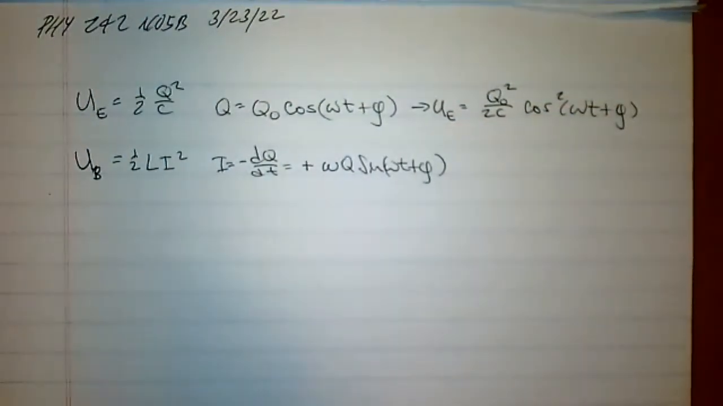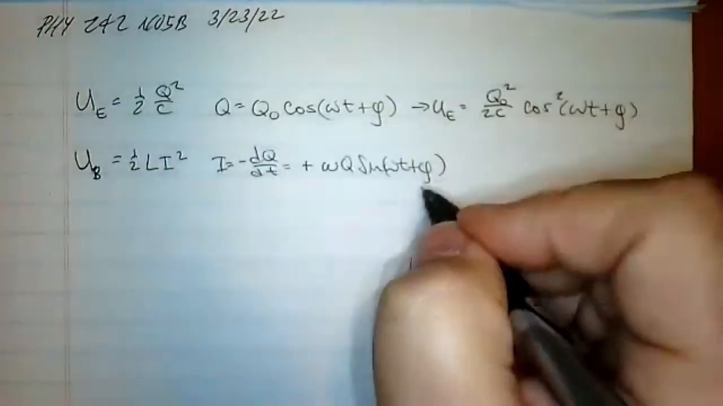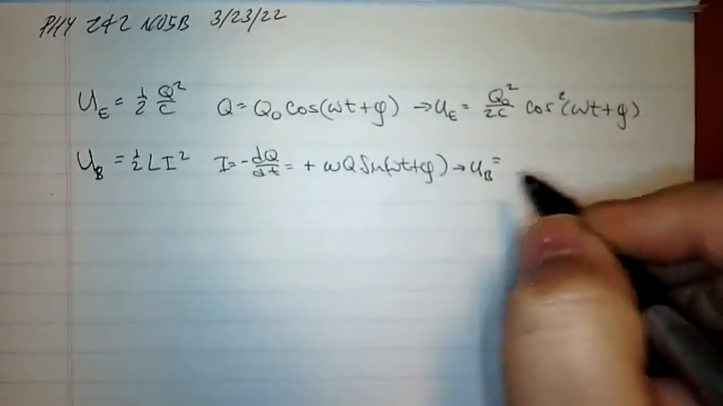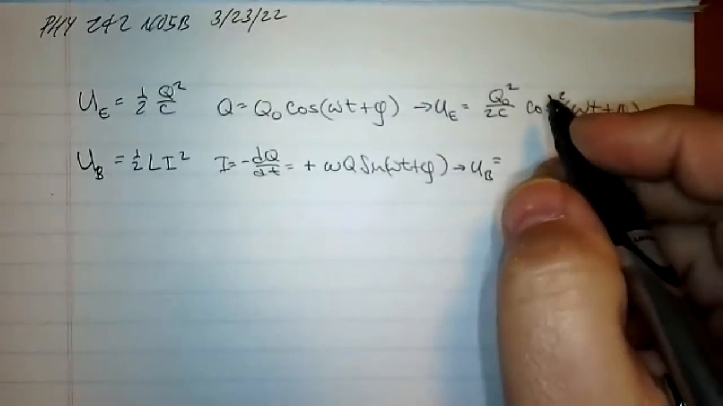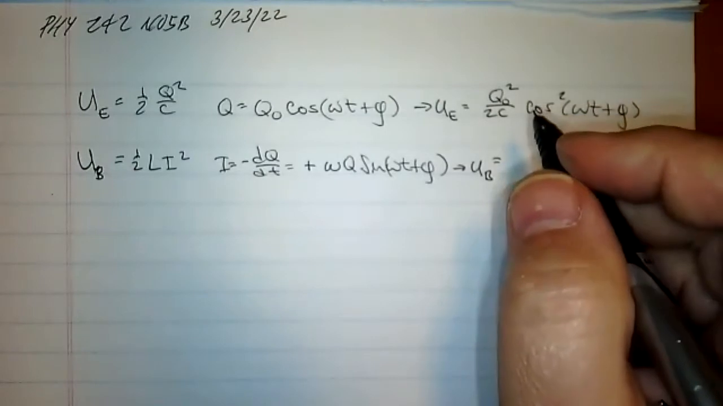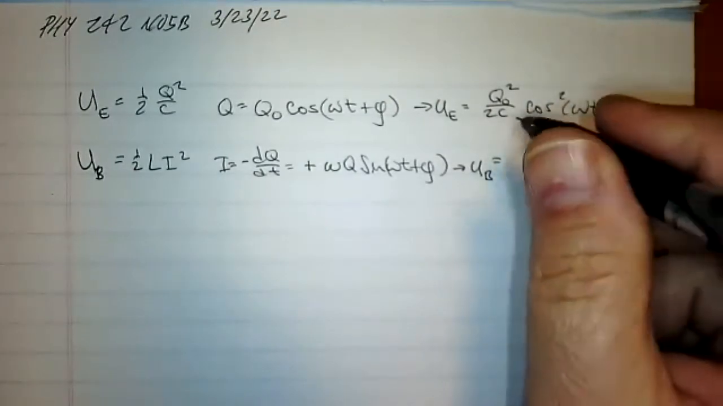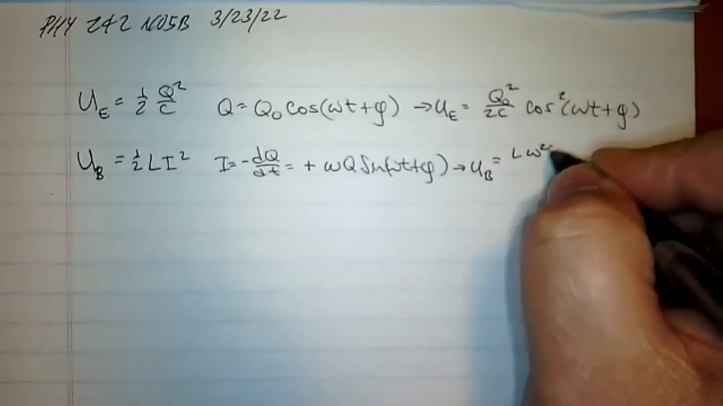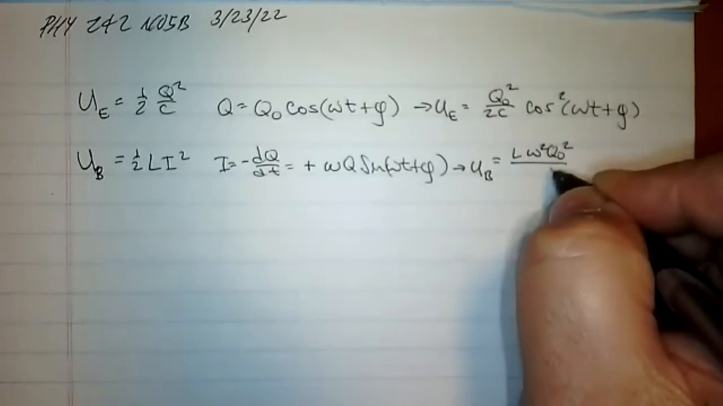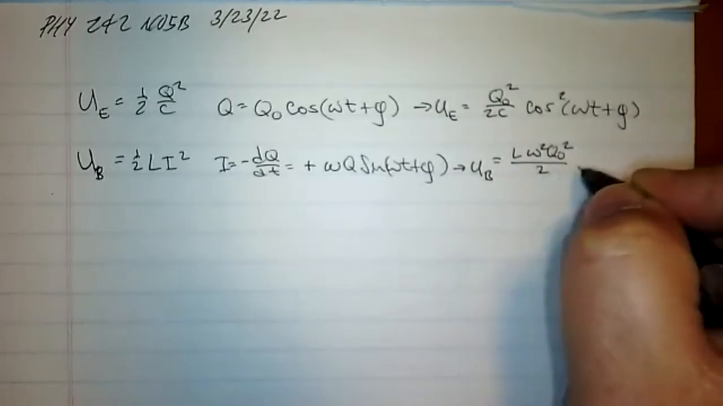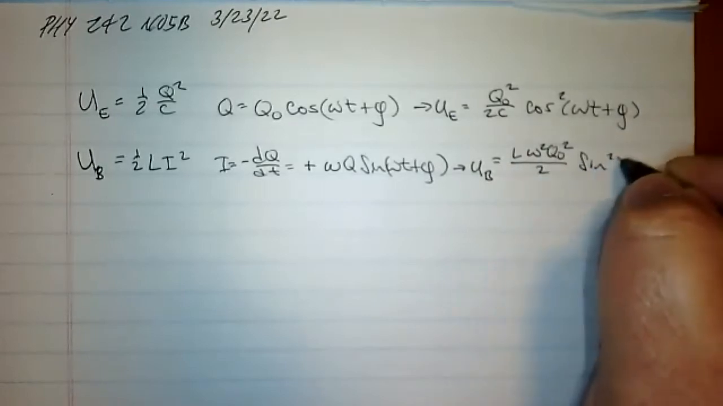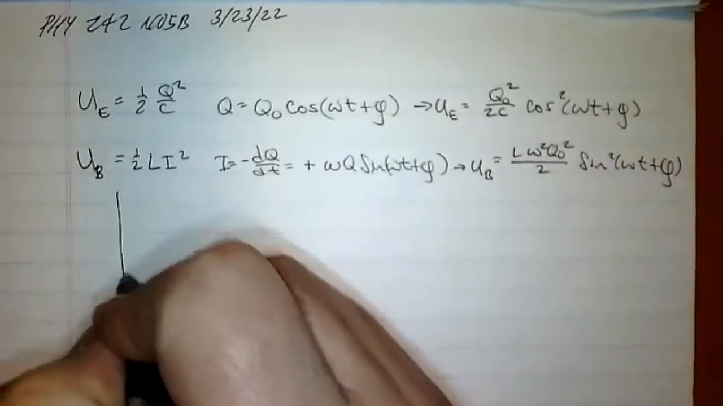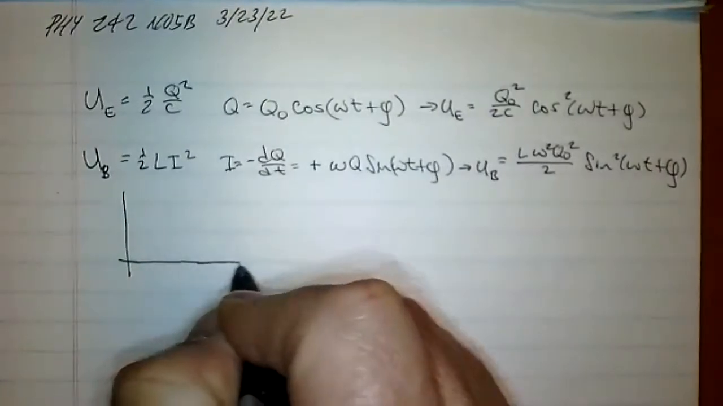And that's that. Okay. Now, if we plug all that in here, we get that U_B, the energy stored in the magnetic field, is equal to 1/2 L i squared. So what we end up getting is L omega squared Q0 squared over 2 times sine squared of omega t plus phi. And this is what I actually graphed. Since it's squared, it's never going to go negative, of course.